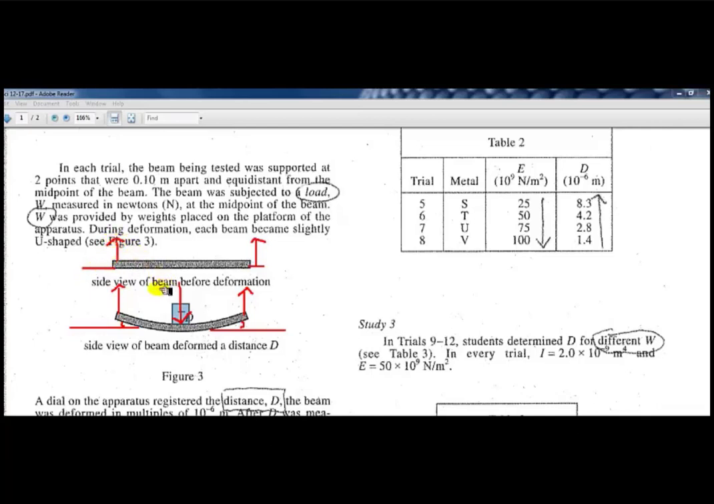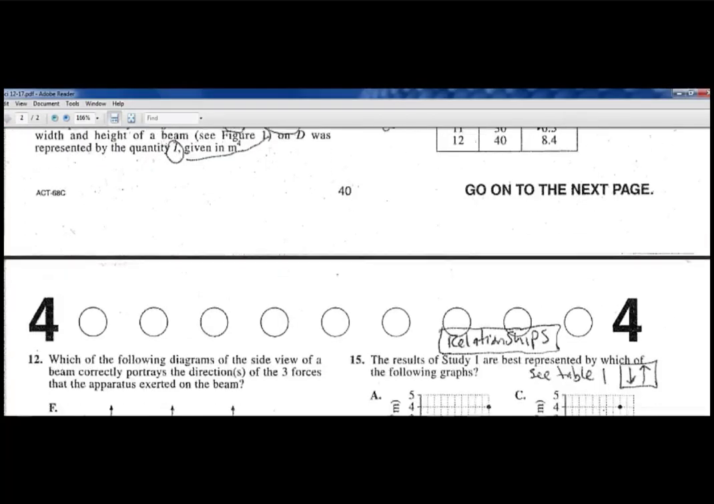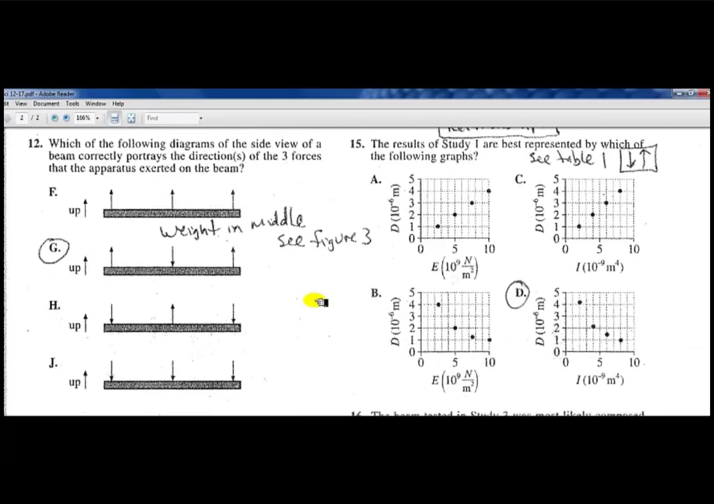So, quite simple, you have force going up on the edges and force going down in the middle. When you look at the diagrams here to see which one of those answer choices gives you the best description of that, you see that G is the only answer that's going to work. Here is the workload in the middle pushing down, and then the beam is going to curve up at the edges here. So there'll be force there and here. 12 is G.